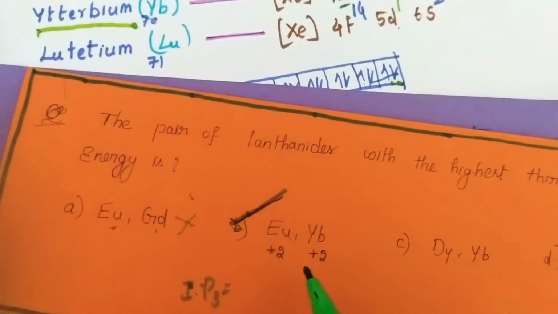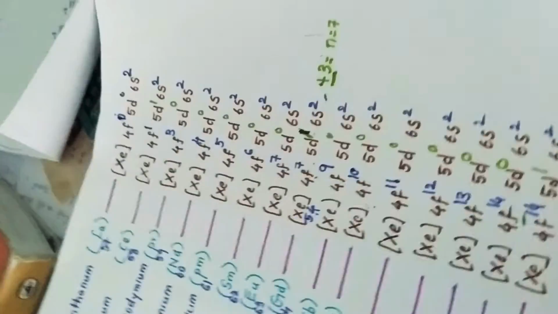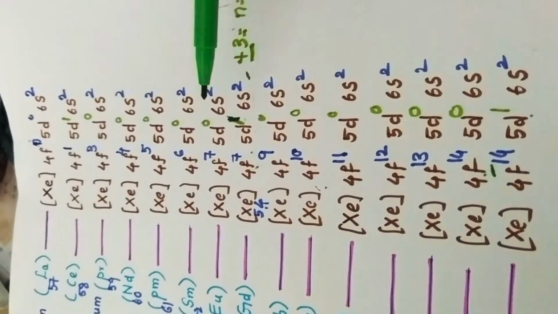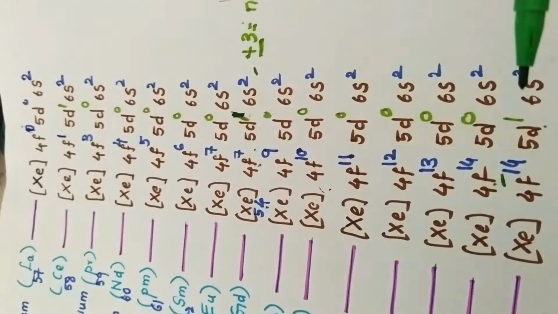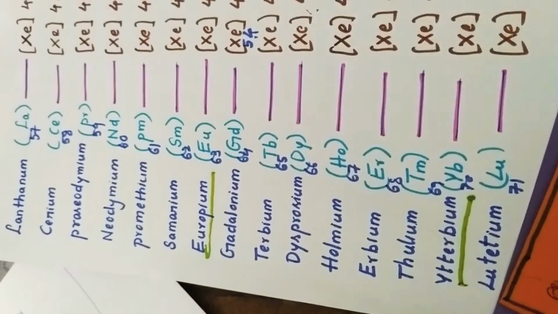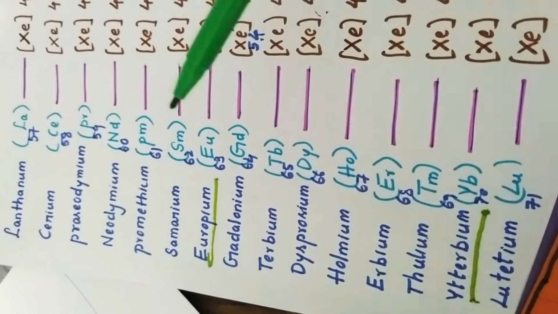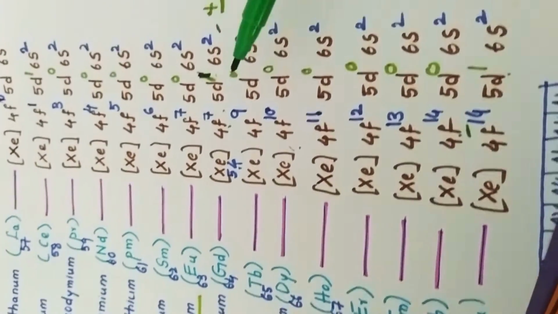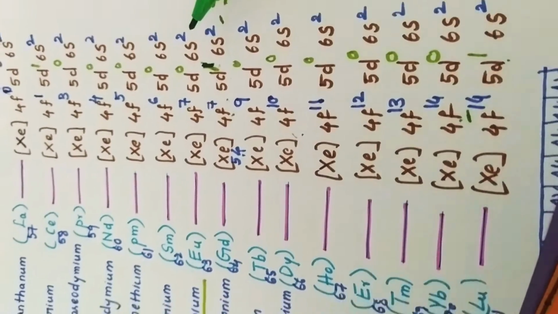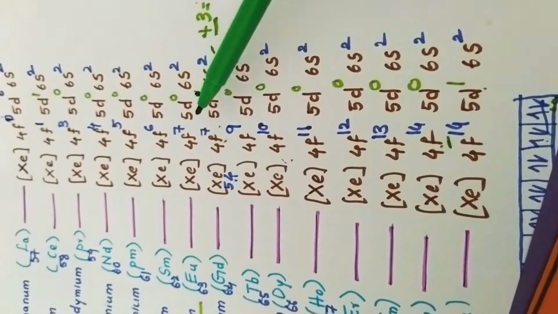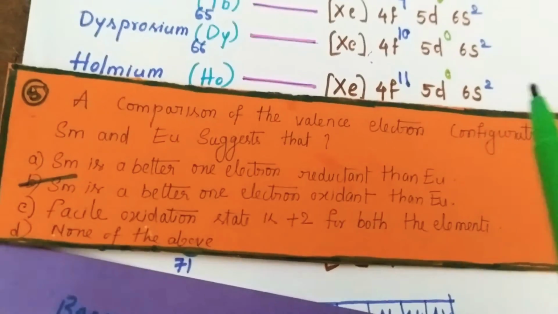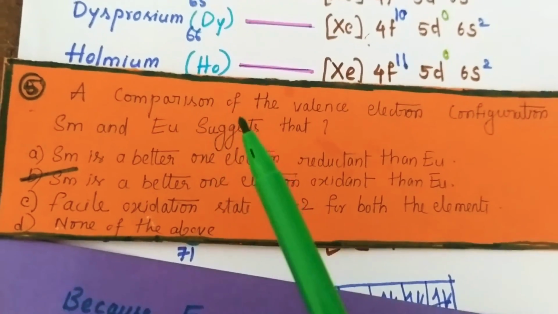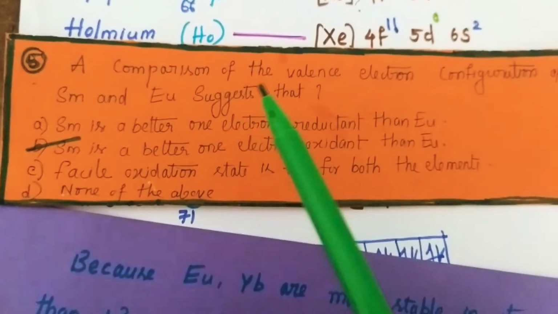If you notice, all the lanthanide elements exist in the +3 state, which is the very stable common oxidation state for lanthanides, except europium and ytterbium. Only these two elements exist in the +2 state. The europium is exactly half filled and ytterbium is completely filled. So this was the question they asked in the SET examinations and the GATE examination also.